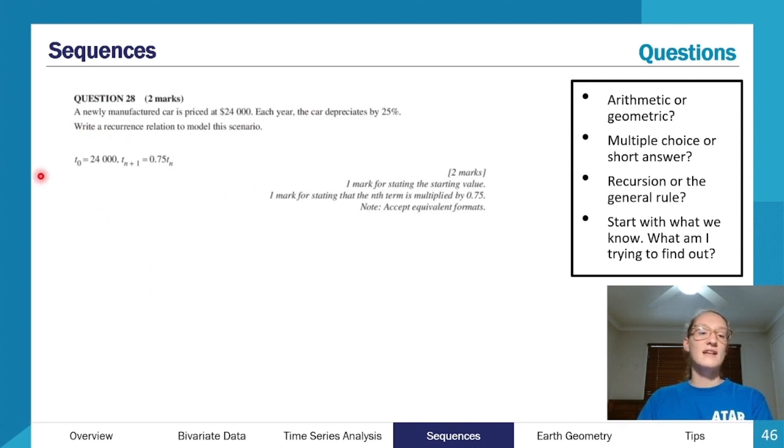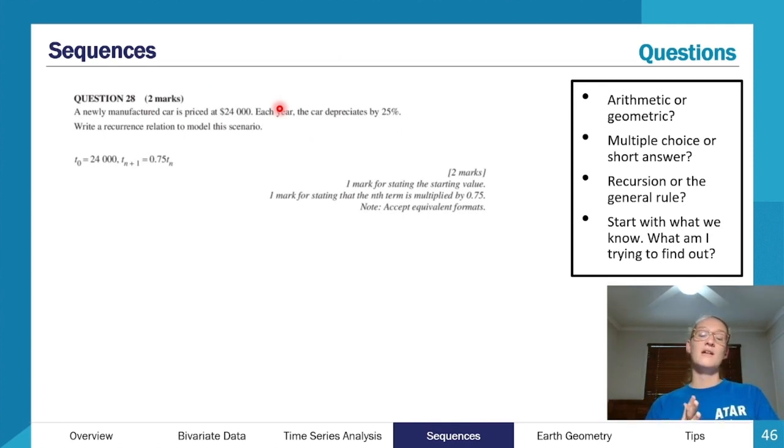So this is what they've written here. They said T0 equals 24,000, our starting value, and then we've got Tn+1 equals 0.75 Tn. So hopefully from that you've been able to figure out that this is a geometric sequence, because the car's depreciating by 25% each year. So we need to use a common ratio to model that.